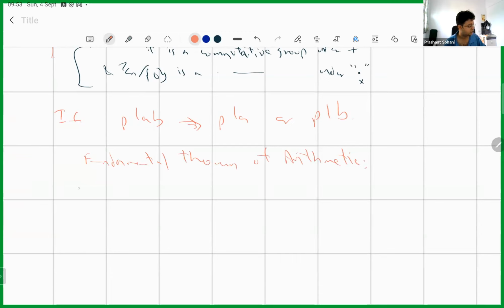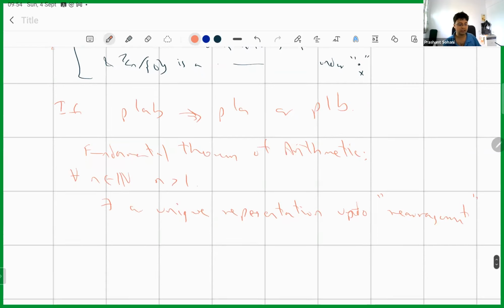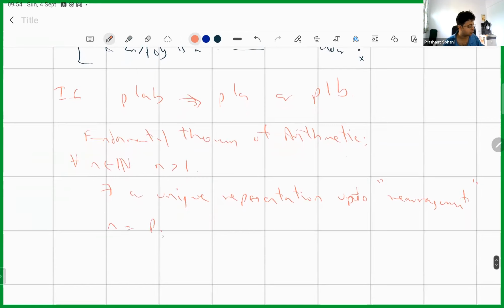Which simply says that for every positive integer greater than 1, there exists a unique representation, up to rearrangement. So always when you say unique, you have to consider that rearrangement is a valid operation. Up to rearrangement, there exists a unique representation as a product of primes, where the p_i are prime.